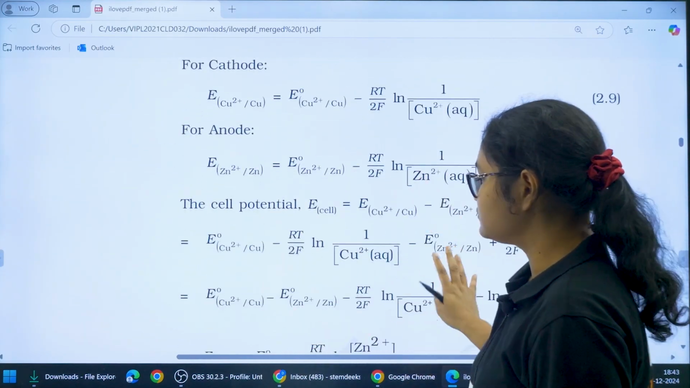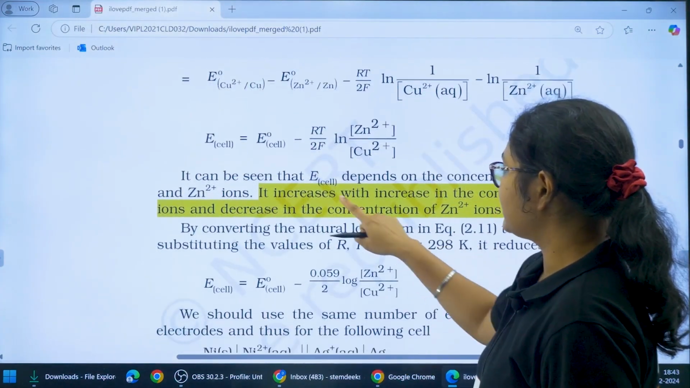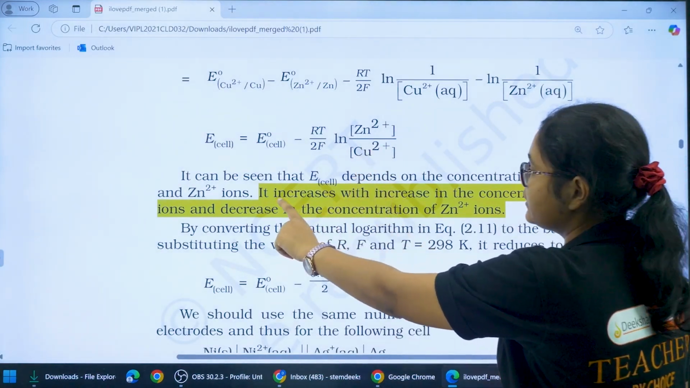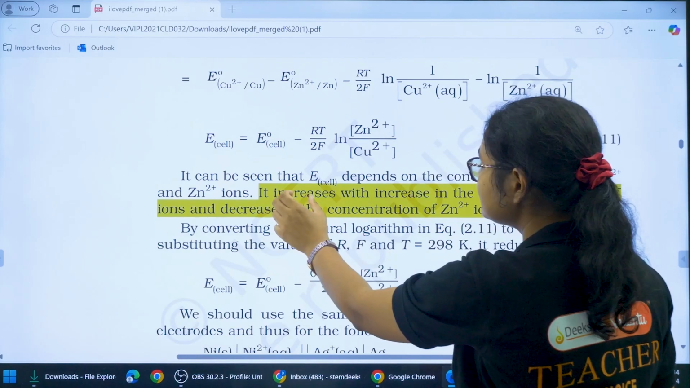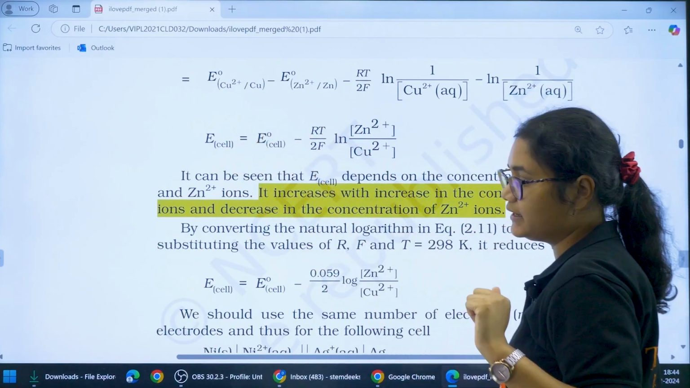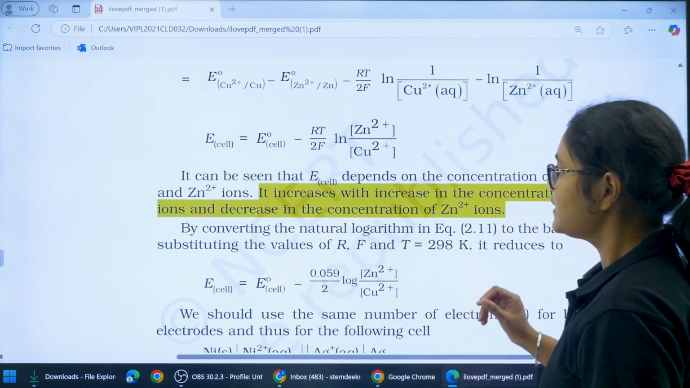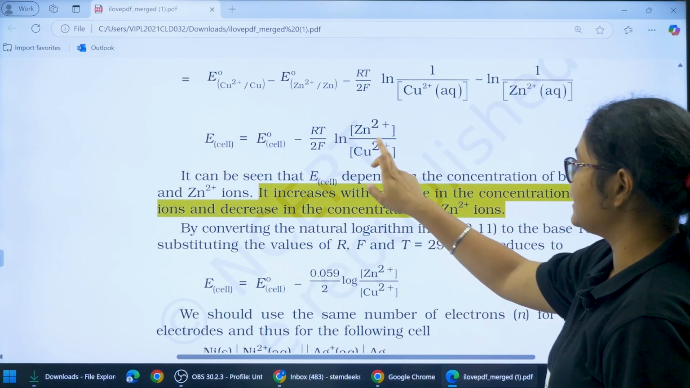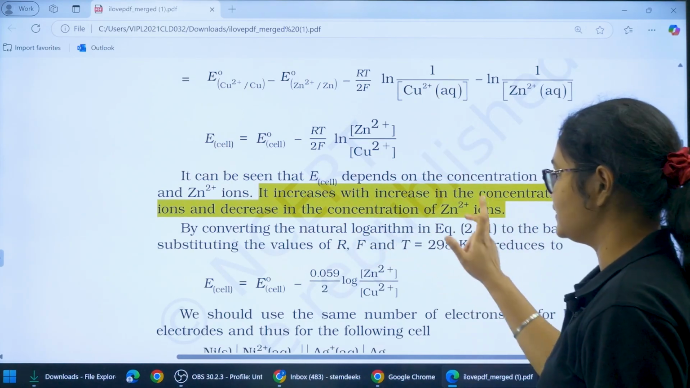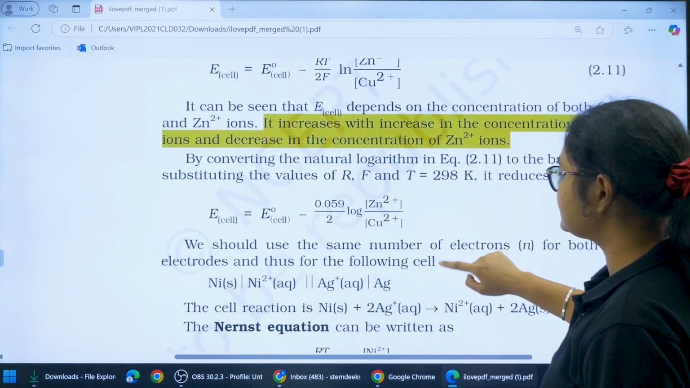Here we have the Nernst equation. I hope all of you know how to solve it. Next, this is very important: E of the cell will increase with the increase in concentration of Cu2+. If Cu2+ increases, E of the cell will increase, and if Zn2+ decreases, then E of the cell will increase, that is, it increases with the increase in concentration of Cu2+ and decrease in the concentration of Zn2+. So these are very important. From here also questions can be asked, so you should know this.